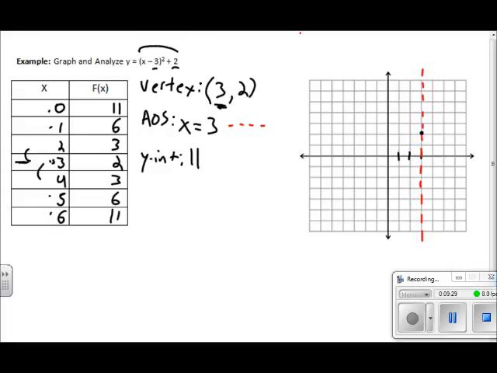So we'll start with our chart here and plot out some points. 0 is going to be 11, so that's going to come way up here. Where we have 1, we have 1, 2, 3, 4, 5, 6. At x is 2, we have 3. We already have our point 3, 2. Now we have 4, 3, and 5, 6, and 6 comes out to 11 way up there again. So it looks like our parabola is going to look something like this.